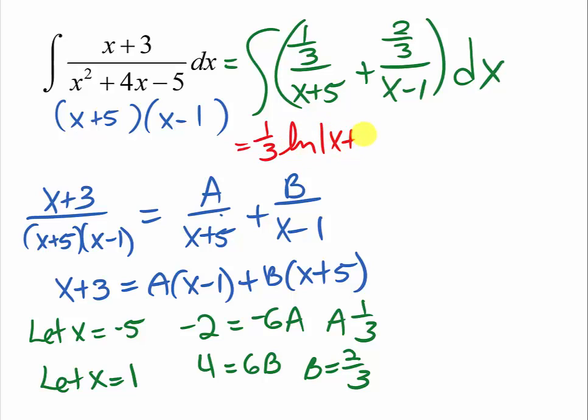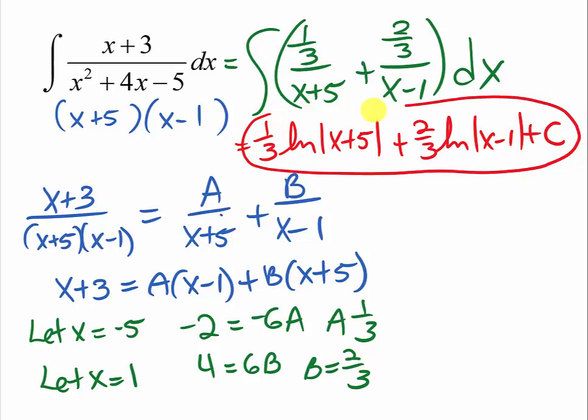This is going to be the natural log of x plus 5, plus 2/3 natural log of x minus 1, and plus our constant. So there's a good example of working a partial fraction decomposition. Okay, let's go ahead and move on to the next one.